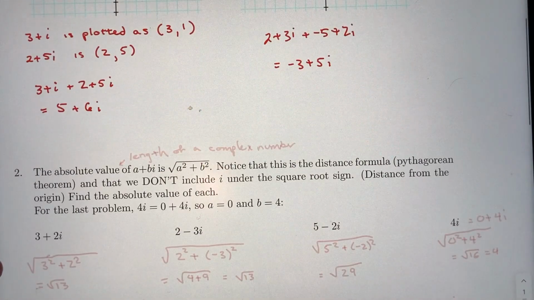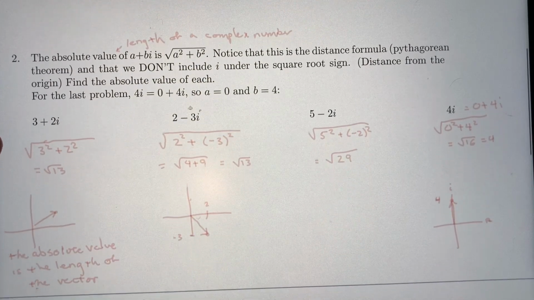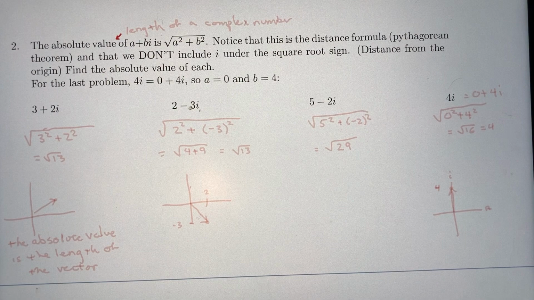The other thing about these pictures is that we can get what is called the absolute value, or the length, or they sometimes call it the modulus. So 3 plus 2i, don't include the i, so 3 squared plus 2 squared, square root of 13. So notice that if I plot it as right 3 up 2, square root of 13 is the length of that vector.